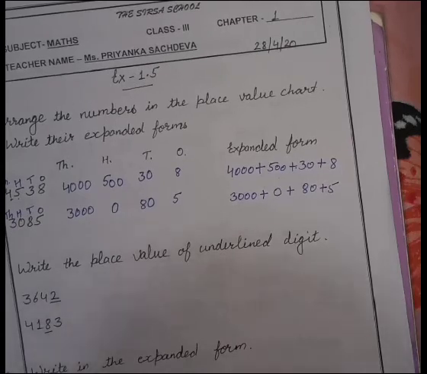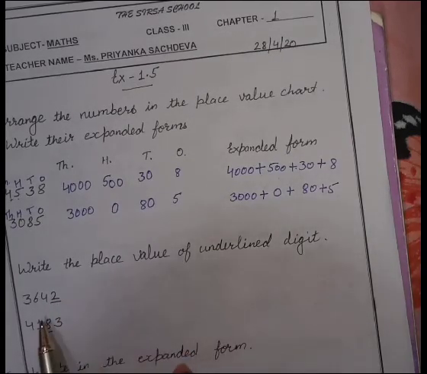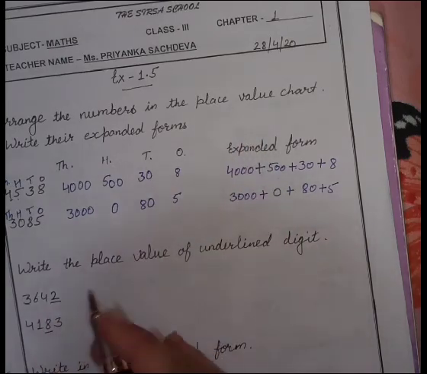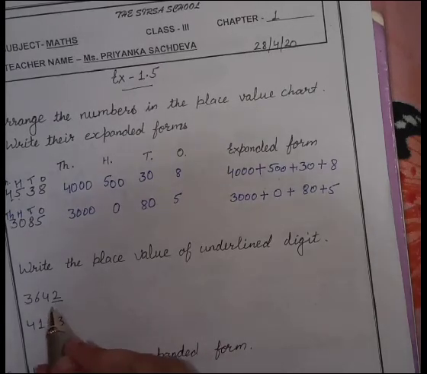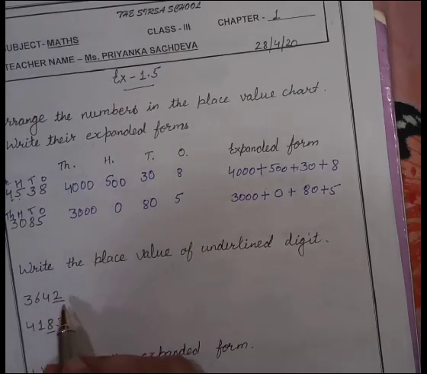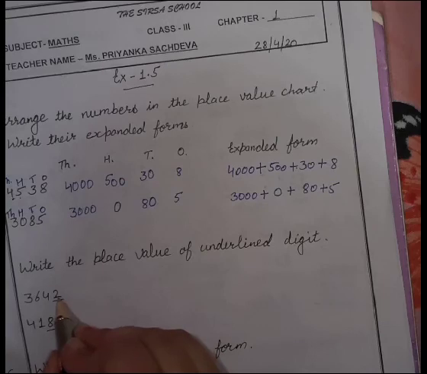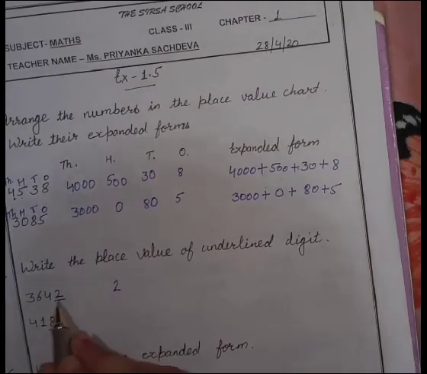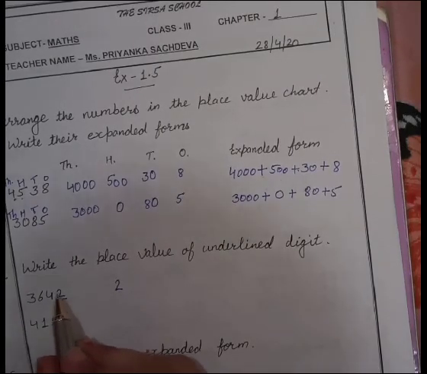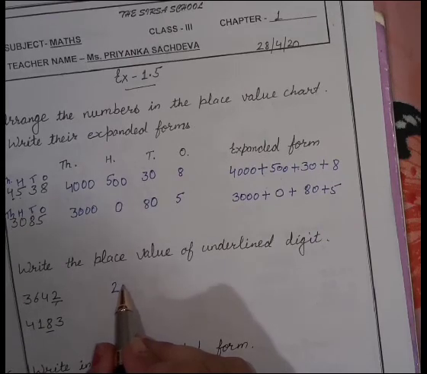Okay. Now our next question is: write the place value of the underlined digit. Same process we will do over here, but only we have to tell now the underlined digit's place value. So the underlined digit is here 2. First of all you will write 2. Now check how many digits are there after 2. No digit is there, so no 0 will come.